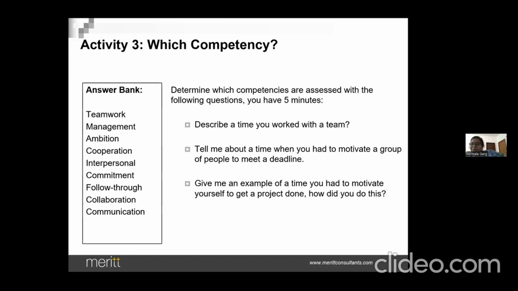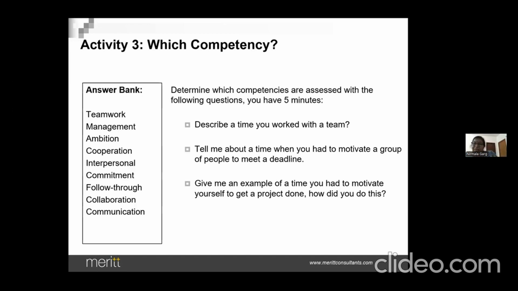The third one. See, motivating a group of people to meet a deadline. Just think about it. Communication तो है ही, but you have to collaborate more. Deadline hai, so follow through bhi karna hai. Because deadline hai, how are you going to do follow through, right? Interpersonal bhi hai.